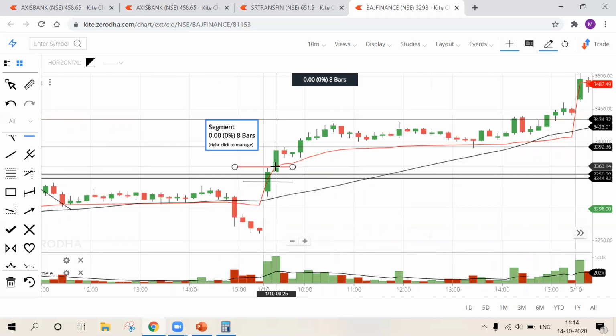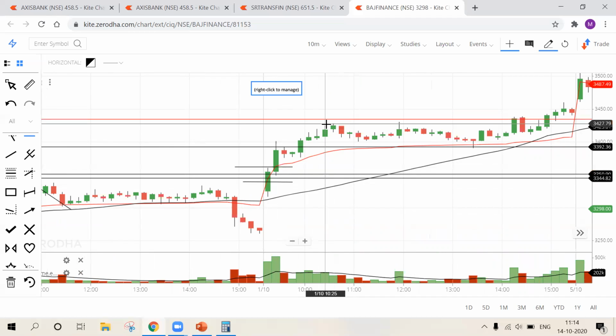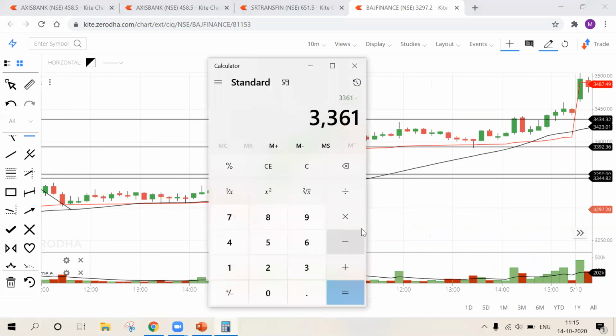So I have entered at 3361, and I'm gonna exit at 3429. 3429 minus 3361 equal to 68 points profit. So 68 into, if you are entering with 100 quantities, 6800.